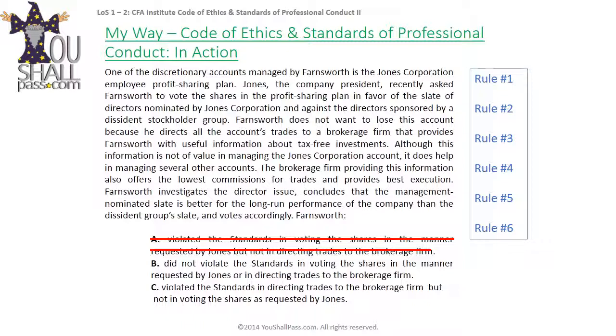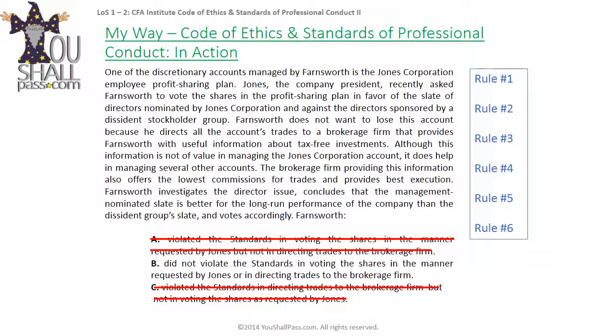Since the question explicitly states that the brokerage house in question provides the best execution and best commission rates, there's no reason to go anywhere else. Even if, say, the research services provided by the brokerage house were of no real use to the employees' profit sharing plan. So, we conclude that there's no real violation of Standard 3A here either.